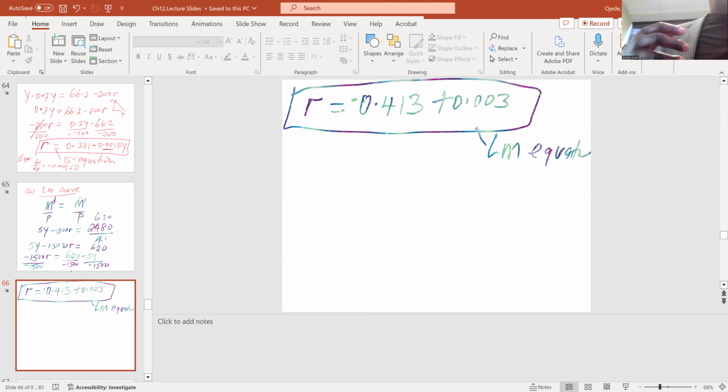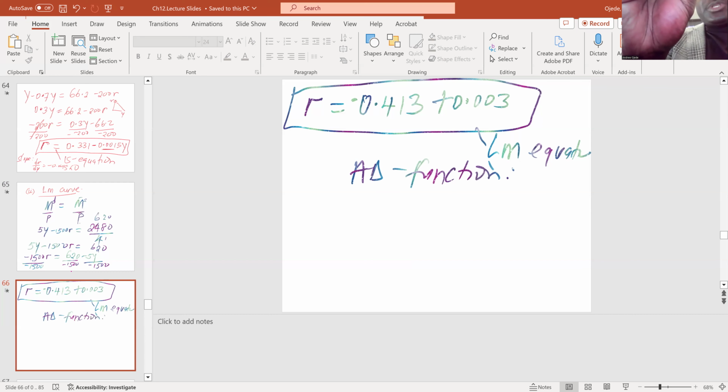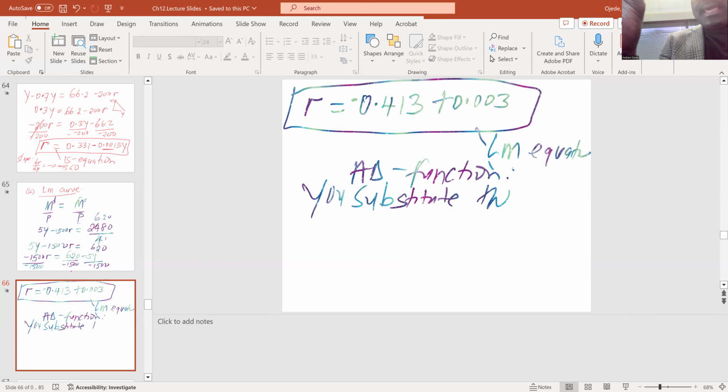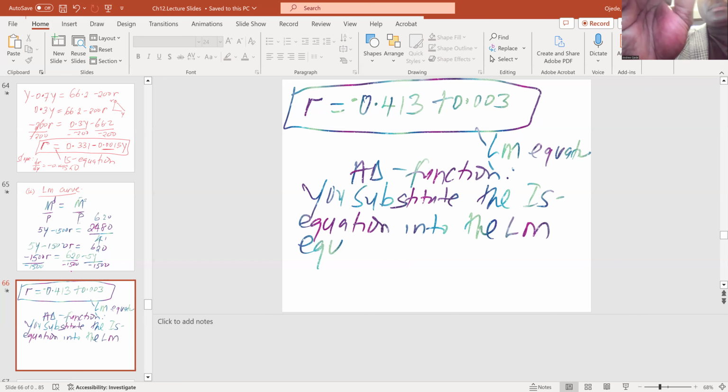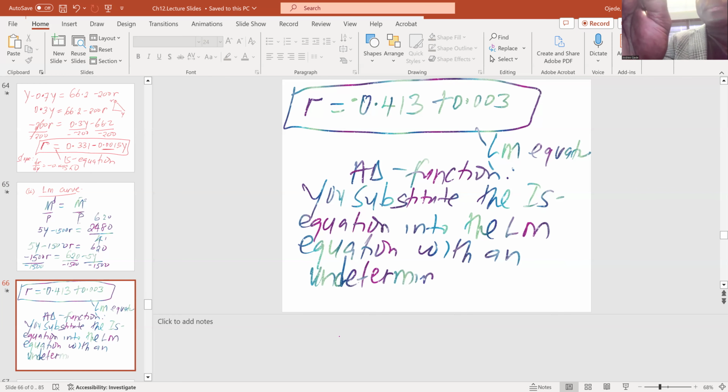Then part B of the question said, find an expression for the aggregate demand function which relates price and output. We just talked about it. Remember, this is how you derive it. You substitute the IS equation into the LM equation with an undetermined price. That means you don't substitute price, because you want the relationship between price and Y to remain in that function.